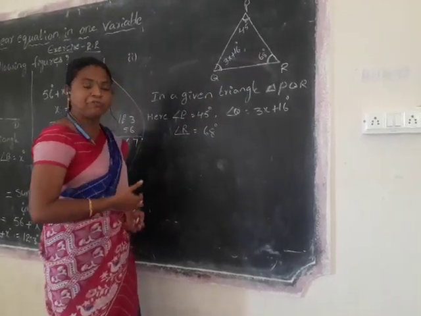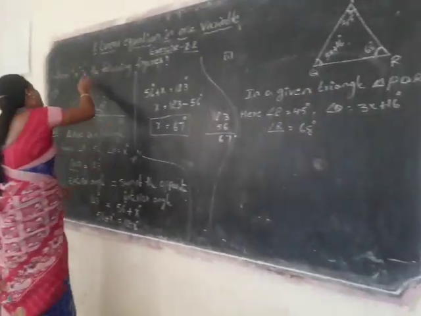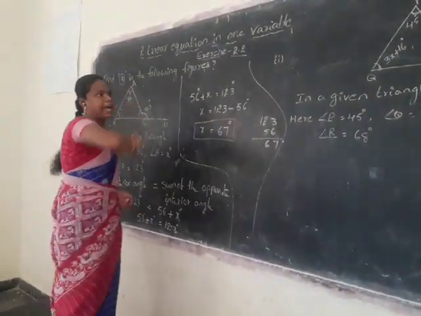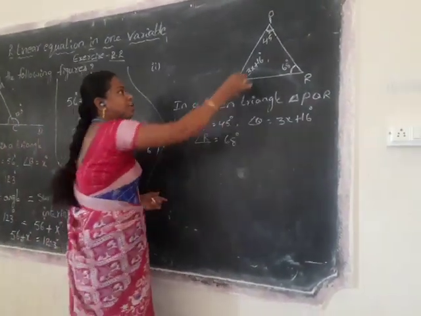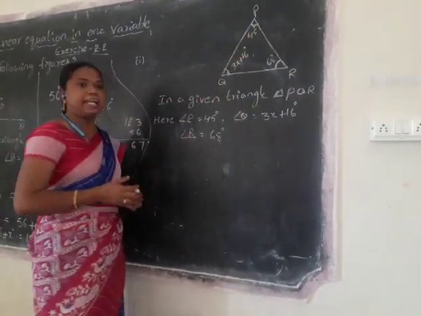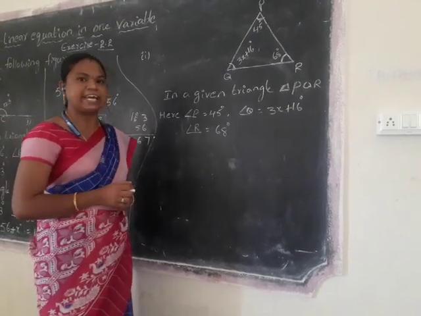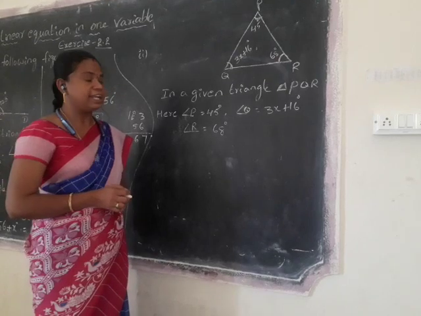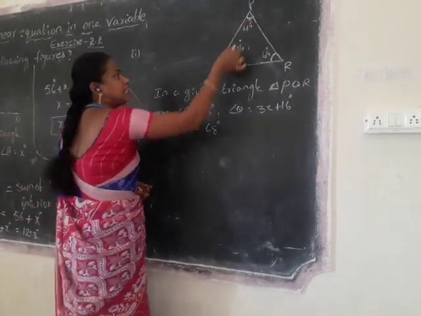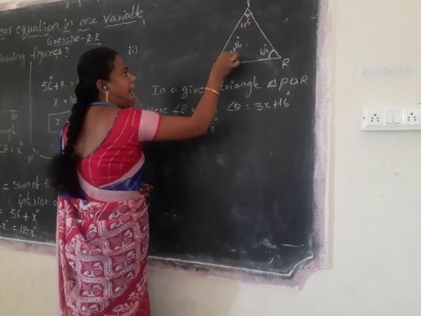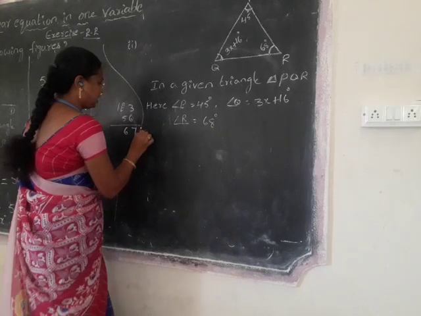Okay students, in this triangle three angles are given. So what do we have to find out in this problem? Find the value of x. In a triangle, three angles are given. We know that a property is there. What is that? In a triangle, the sum of three angles is equal to 180 degrees.